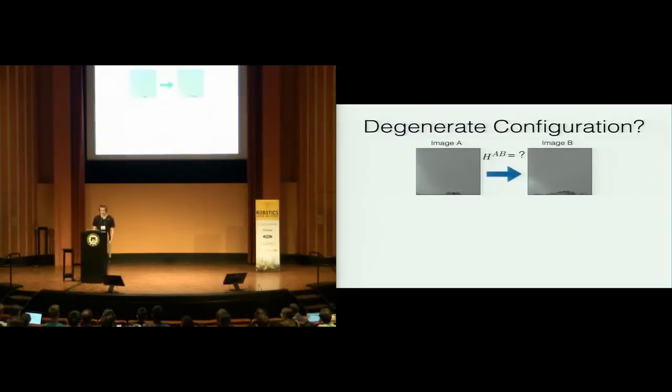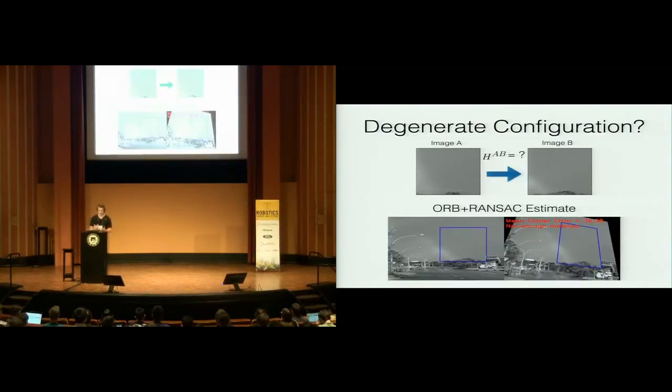This system works pretty well, but there are many quote-unquote degenerate configurations. In this case, there are very few corner detections which would be computed in both images, and there may be many repeated matches due to repeated textures such as trees. It's not clear how to solve problems like this with traditional feature engineering. We took a standard off-the-shelf OpenCV ORB plus RANSAC homography estimator, and in this case, it failed due to not enough matches.